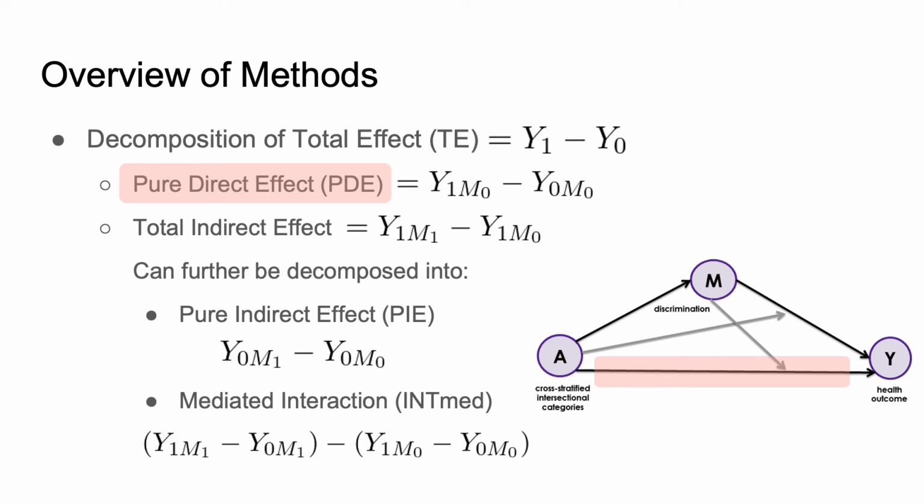In order to visualize a little bit easier what each of these terms corresponds to in the diagram, we highlight them. So the PDE in red is just the arrow directly from A to Y. The PIE in yellow is the arrow directly from M to Y. And the IntMed contribution in green are the gray arrows and their effect on Y.